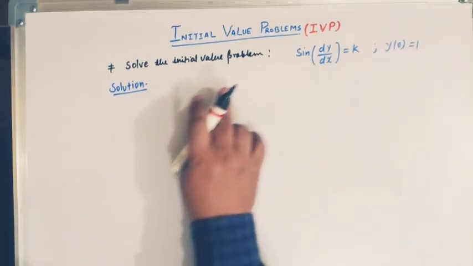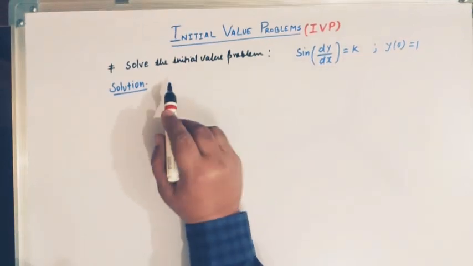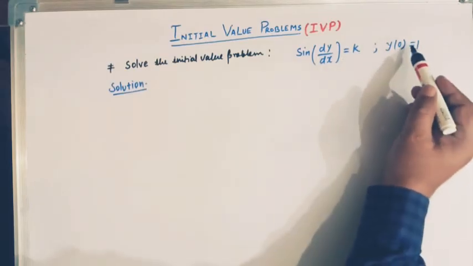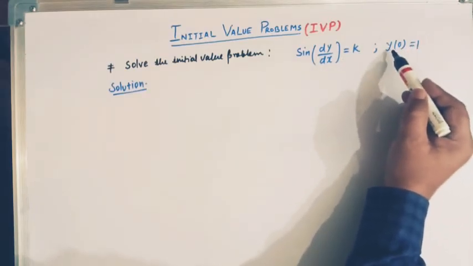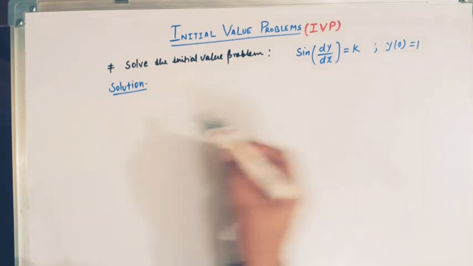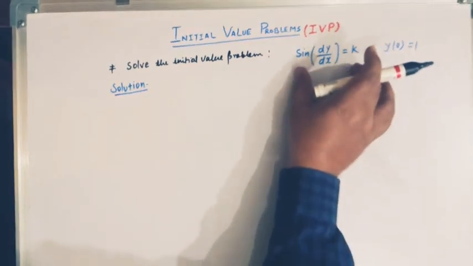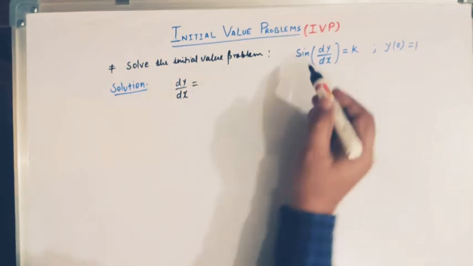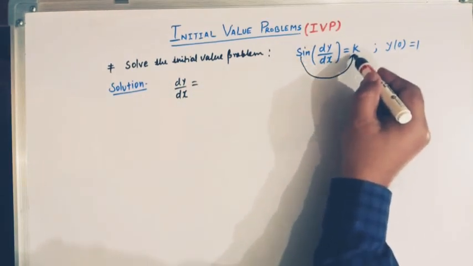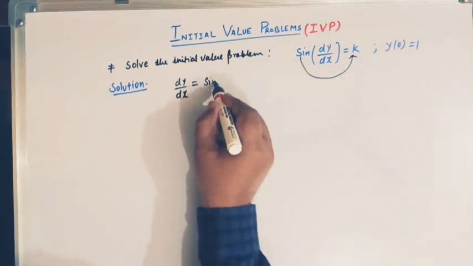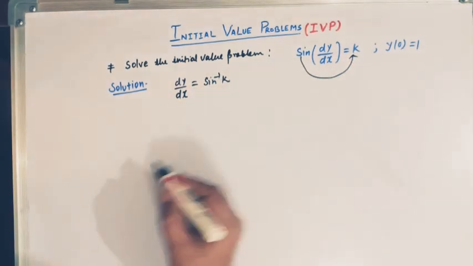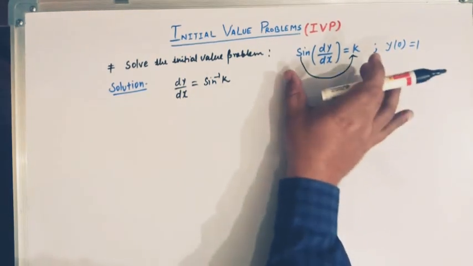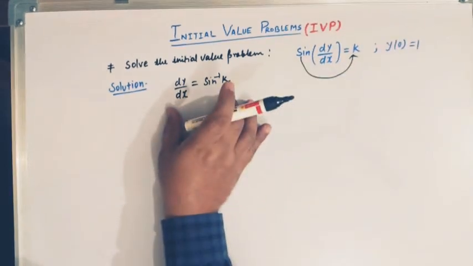Now let us take this problem. So here we have to solve this differential equation given the condition y of 0 is equal to 1. So let us start. So here this equation can also be written as dy over dx is equal to, taking this sign to this side, we can write it as sine inverse of k, right? Here k is some constant, and this differential equation now takes this form, right?